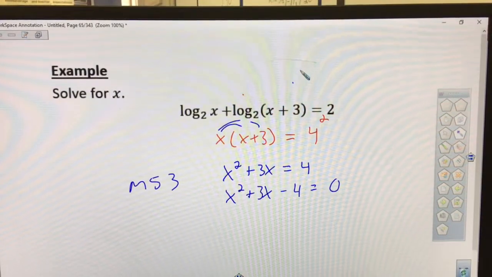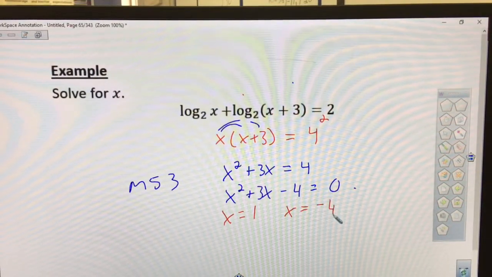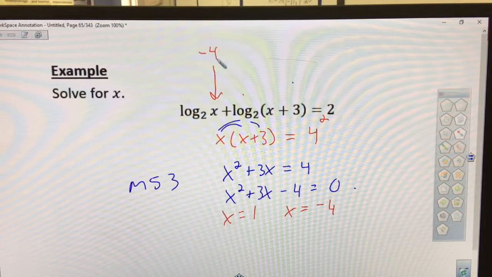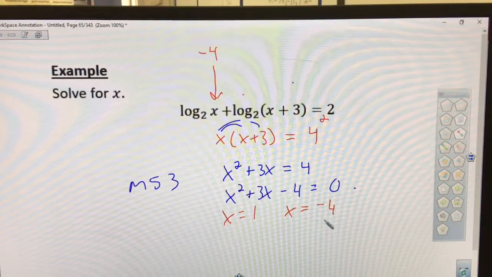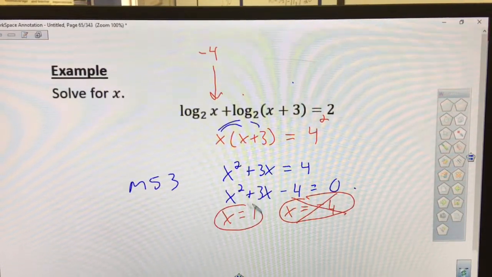Now I have to be careful. I get 2 answers. One of my answers is x equals 1, and another one is x equals negative 4. You can't throw a negative number in there. You can't take a log of a negative number. So negative 4 won't work. It just won't work. So your answer is just 1.